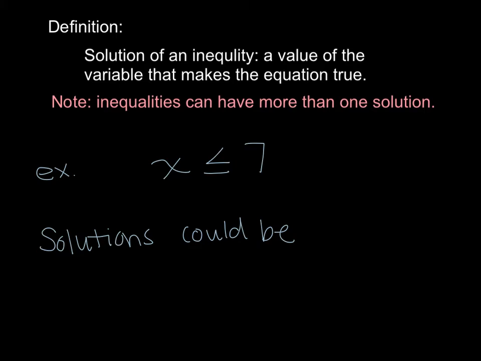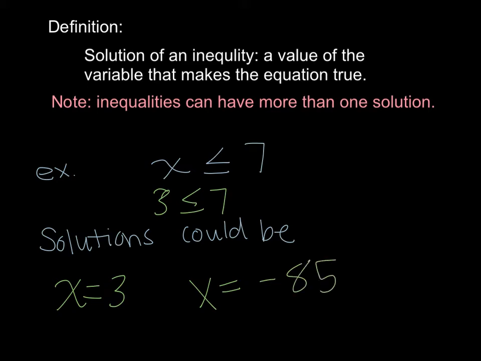So x equals 3. If I put 3 right here for x, 3 is less than or equal to 7. Is that true? Yes, that's true. So this could be a possible solution. Another possible solution, x equals -85. Is it less than or equal to 7? Yes. So that's another solution.